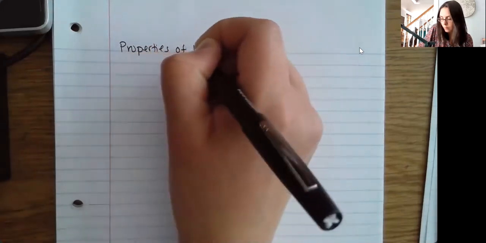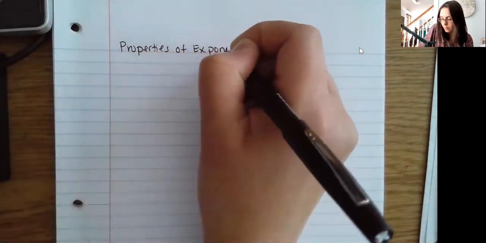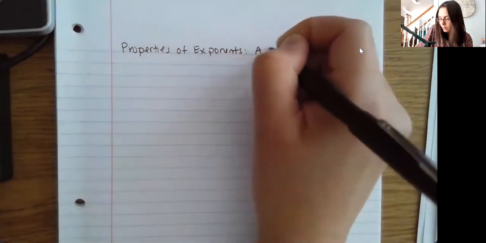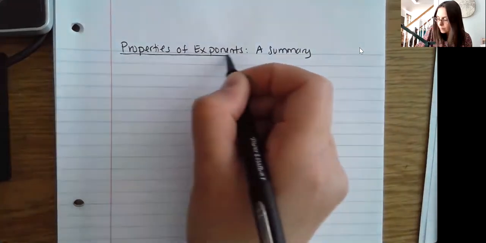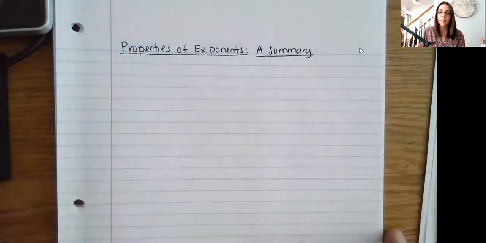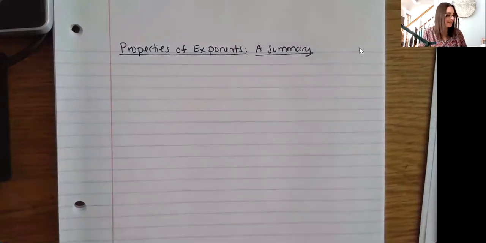Welcome everybody. In this next video, I just want to summarize all the exponent rules we've talked about. We've mainly talked about them individually, while doing a couple of examples that are a little bit more complicated. So now I just want to summarize them and look at some examples that require multiple steps. I'm going to call this properties of exponents, a summary, for our title.